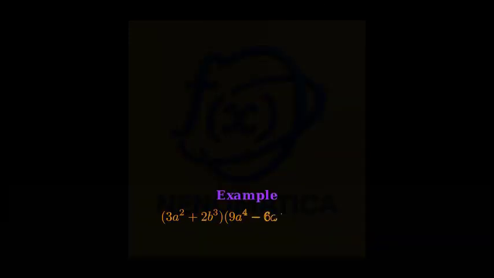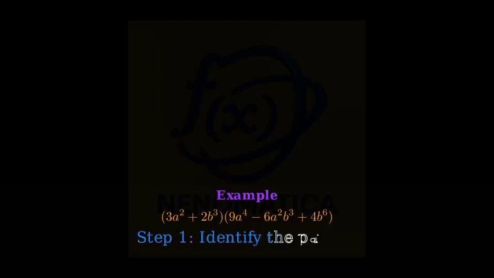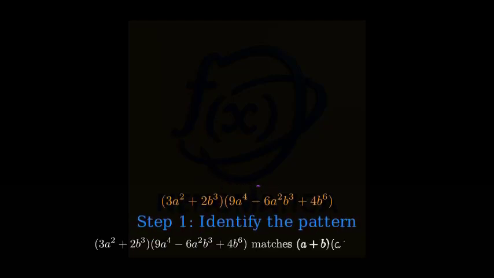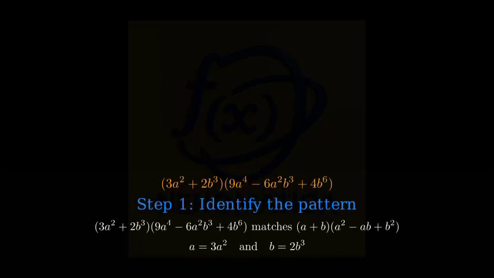We want to simplify the expression: open parenthesis 3a squared plus 2b cubed, close parenthesis, times, open parenthesis 9a to the fourth minus 6a squared b cubed plus 4b to the sixth, close parenthesis. This might look complicated, but we can apply our identity if we identify the right terms. Looking at our formula, we need to recognize what our a and b values are. If we match this to our pattern, we can see that a equals 3a squared and b equals 2b cubed.